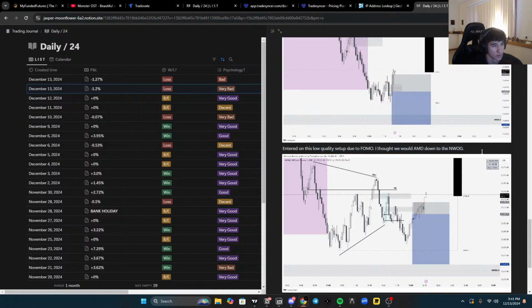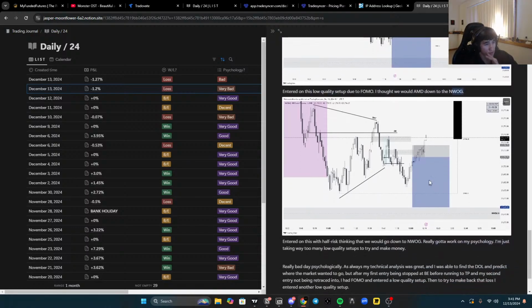So, entered on this low quality setup due to FOMO. Oh, that's not good. Yeah, this is after we had the long setup. Did we even retrace into discount? Barely. We barely retrace into the discount for that. Or premium, I mean, with half. I think we go down to the new week opening gap.